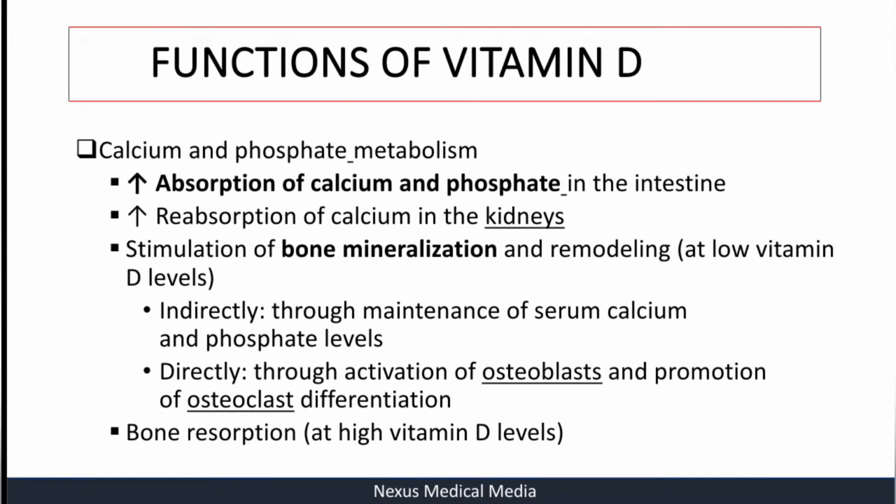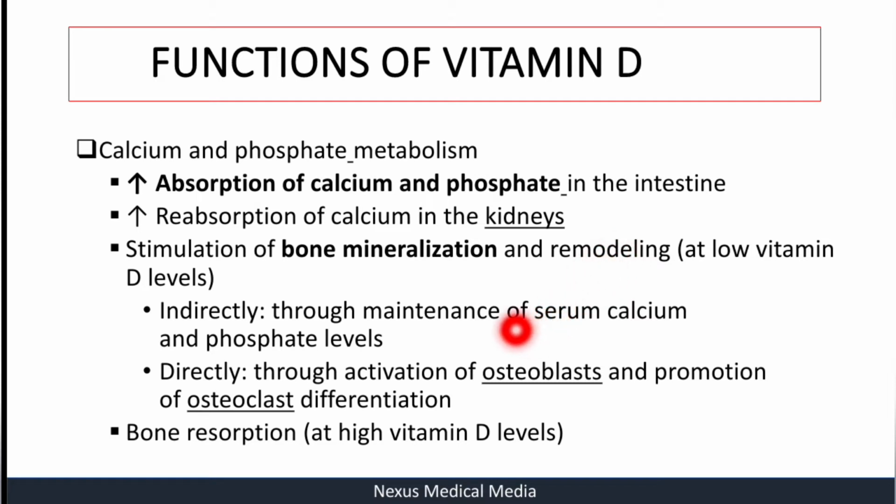What are the functions of vitamin D? Vitamin D is mainly for calcium and phosphate metabolism. It increases the absorption of calcium and phosphate in the intestine. It increases reabsorption of calcium in the kidneys and is also important for stimulation of bone mineralization and remodeling. That's at lower vitamin D levels.